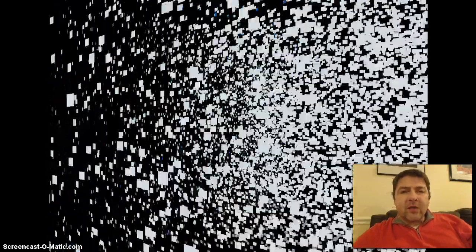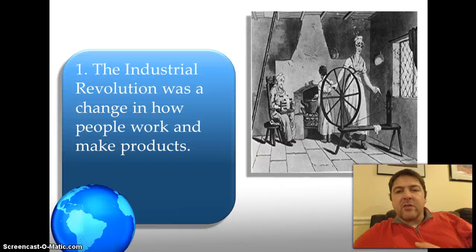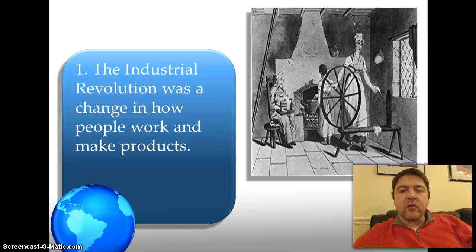The essential question that we're trying to answer, we have a couple of essential questions in this standard. The first is, what was the Industrial Revolution? Revolutions of all sorts are changes. This one was really a non-violent change. This isn't the American Revolution or the French Revolution where there's violence and war, but the Industrial Revolution was a change in how people work and how products get made.